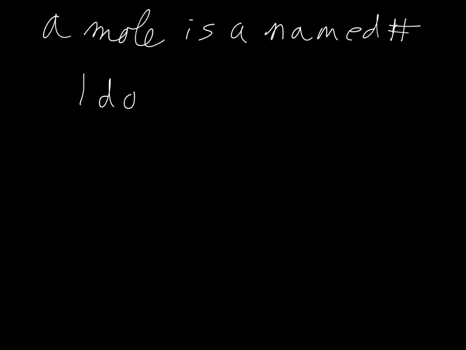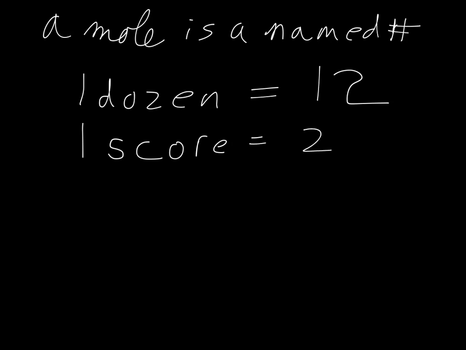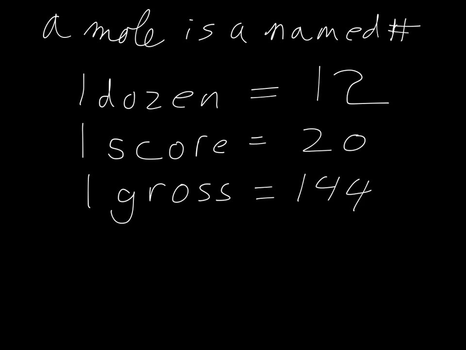A mole is a named number. We have lots of named numbers. Classic example is 1 dozen, another way of talking about 12 things. Made famous by Abraham Lincoln, we know that 1 score of something is 20. If you've done construction, you may be familiar with the concept that 144 is a gross. Why is 144 a gross? I don't know. But we're familiar with the concept of named numbers.